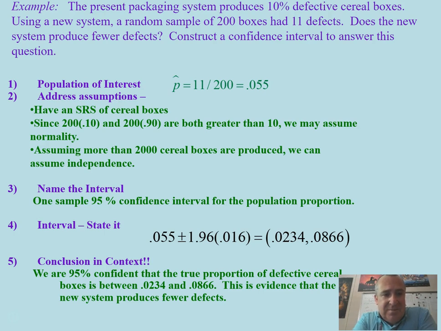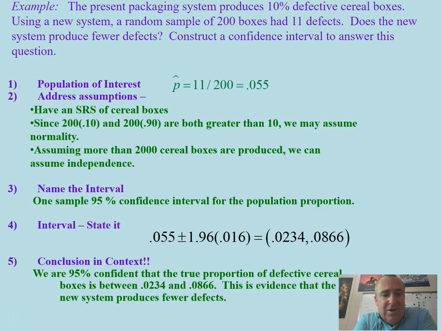We want to address our assumptions. First, it was random. It stated it in the problem. So we say we have an SRS of cereal boxes. We address normality, n times p, so 200 times 0.10 and 200 times 0.9. They're both greater than 10, so we can assume normality. And we address independence. Assume more than 2,000 cereal boxes are produced. We can assume independence. This should look very familiar to Chapter 7. We did the exact same things. Only thing I added here was the randomness.